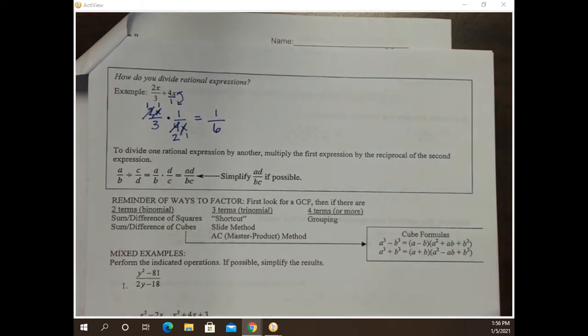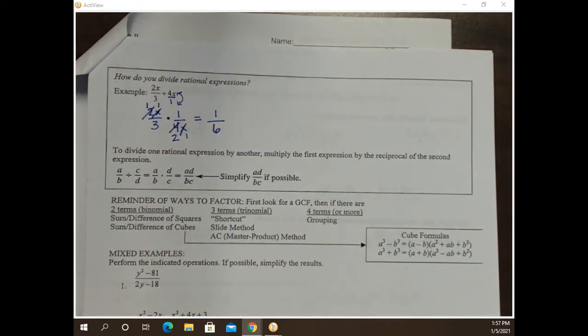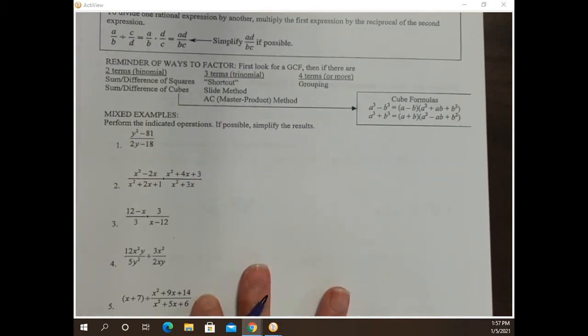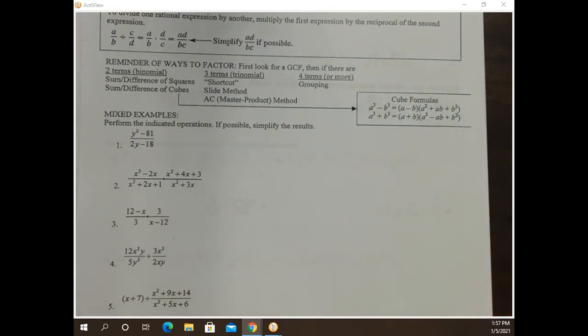Now, for each of the examples that we've looked at so far, we've looked at pretty simple little rational expressions that we were either multiplying or dividing. But we can have more complex rational expressions that we can simplify or multiply or divide. So that's what we're going to look at for the rest of our examples.